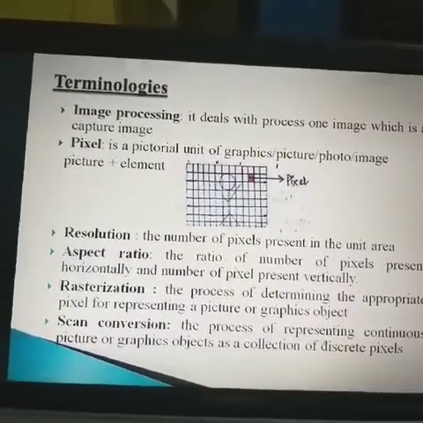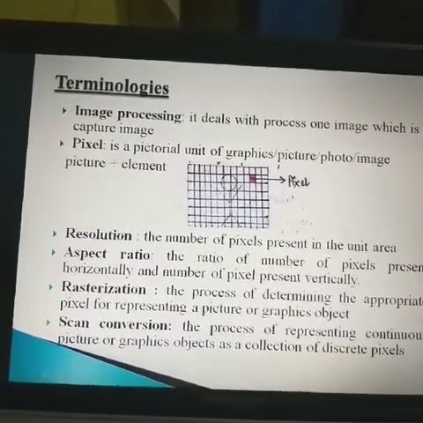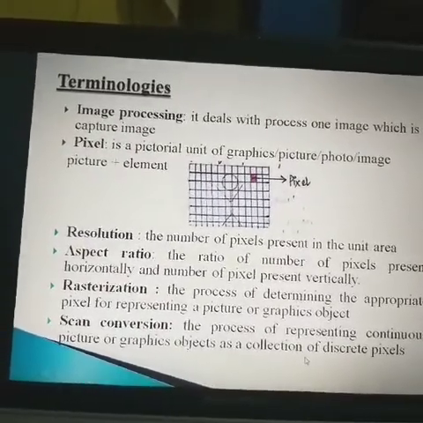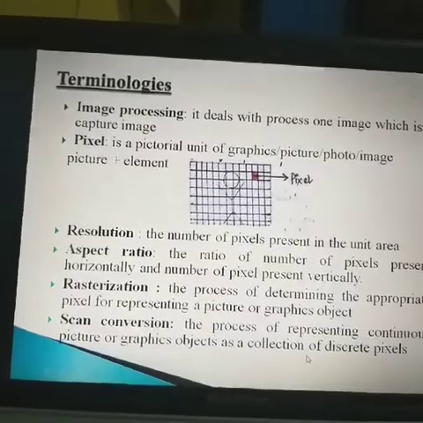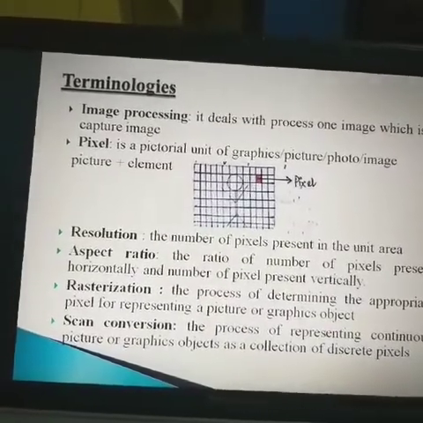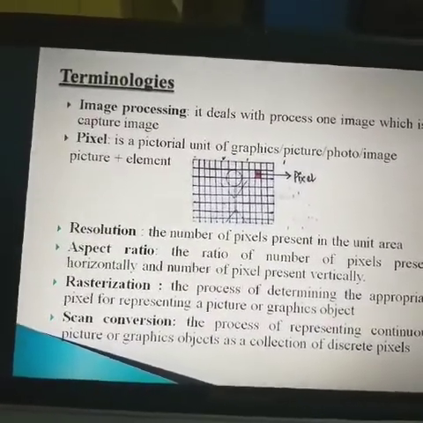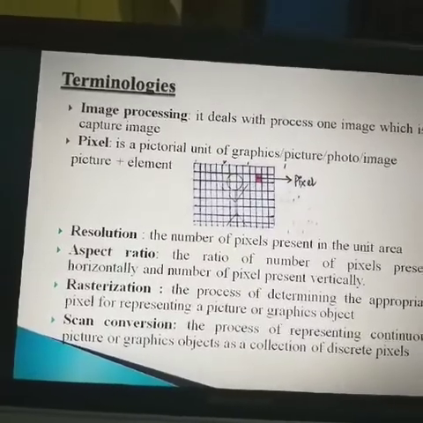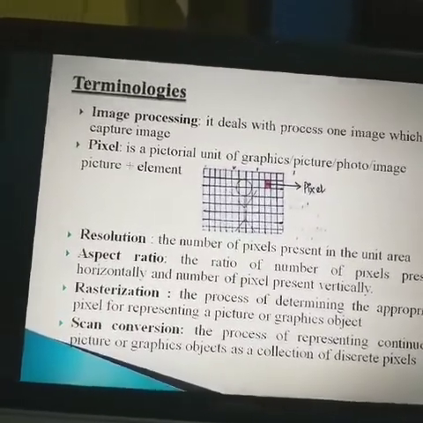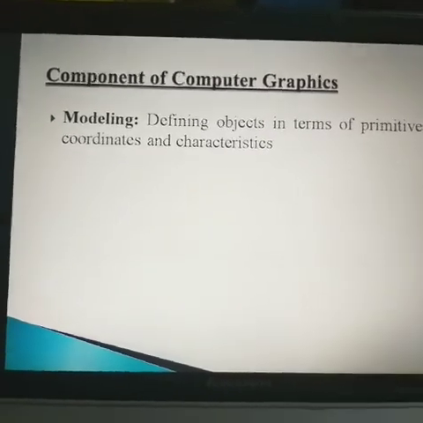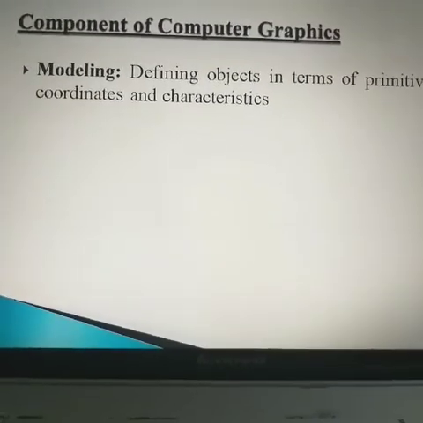It is the process of representing a continuous picture or graphic object as a collection of discrete pixels. The number of pixels used to represent a continuous picture, we call scan conversion, from one image to another image. Next topic is the components of computer graphics.